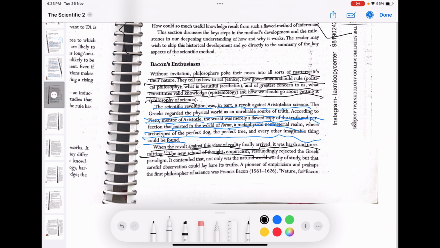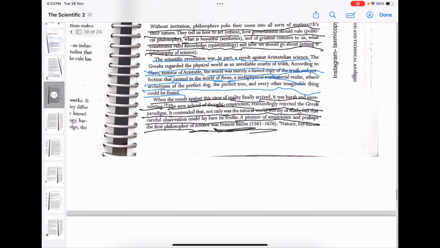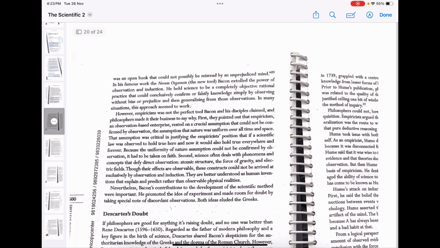The new school of thought, empiricism, resoundingly rejected the Greek paradigm. It contended that not only was the natural world worthy of study, but that careful observation could lay bare its truths. A pioneer of empiricism, perhaps the first philosopher of science, was Francis Bacon. So Francis Bacon was basically the first philosopher of science. Nature for Bacon was an open book that could not possibly be misread by an unprejudiced mind.